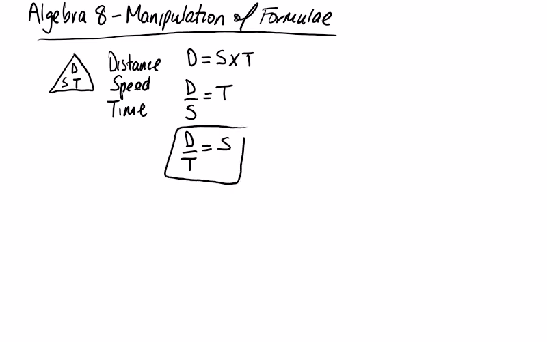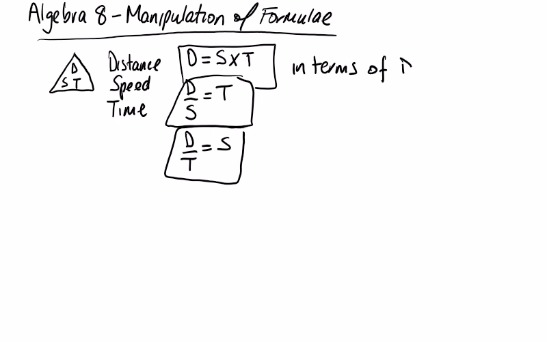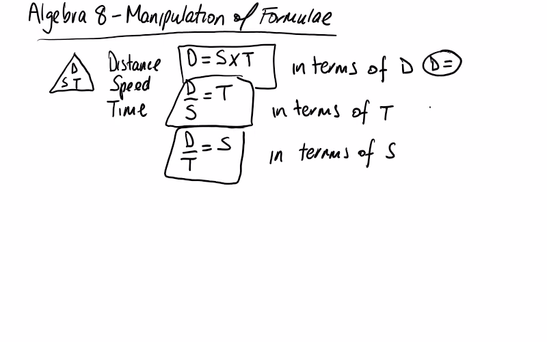So here's three really basic manipulations of a formula. One formula, three different ways, three variables, there's three different ways to write it. Now in algebra we say in terms of. That's distance, speed, time in terms of d, in terms of t, and in terms of s. So you should see that what that means is we're looking for d equals, t equals, and s equals.